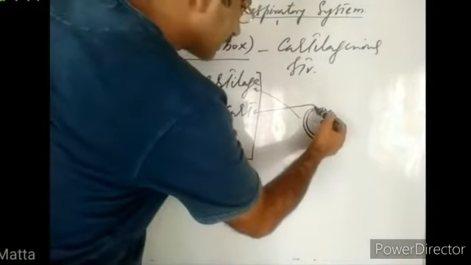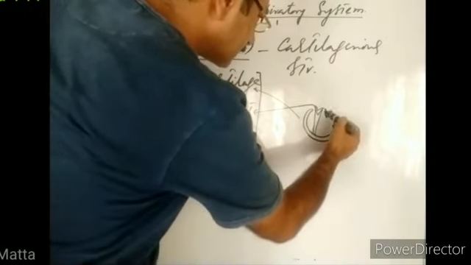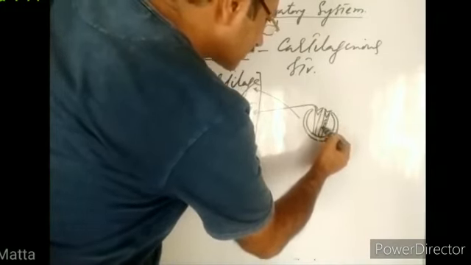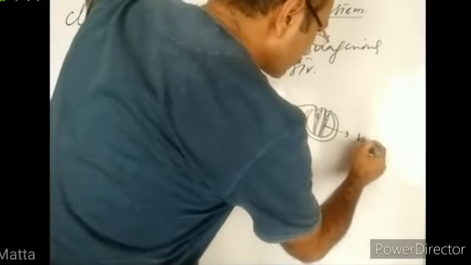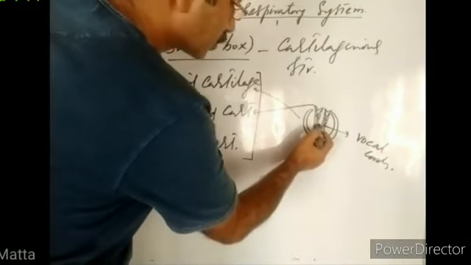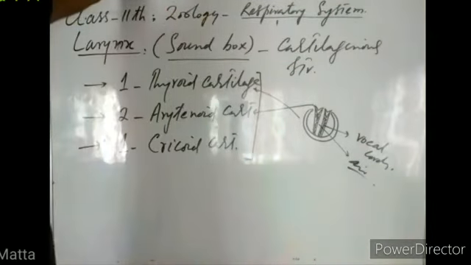Attached to these ethmoid cartilages are membranes known as vocal cords. Air is blown through these vocal cords. So when air is blown through them, the vocal cords are set into vibration and they produce the sound, right?